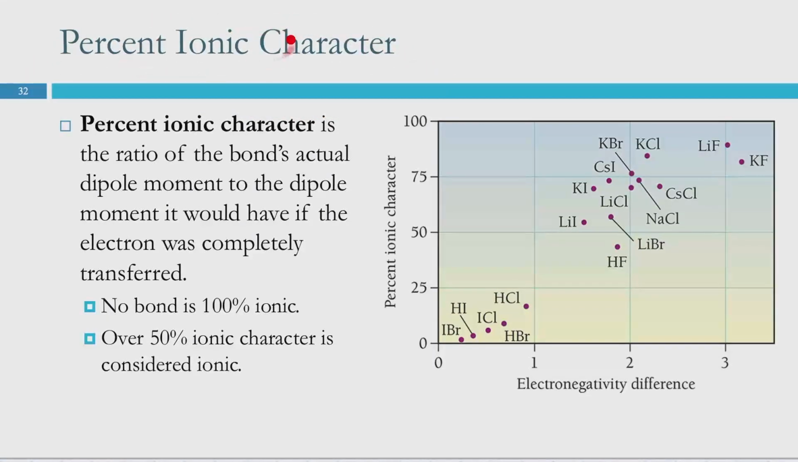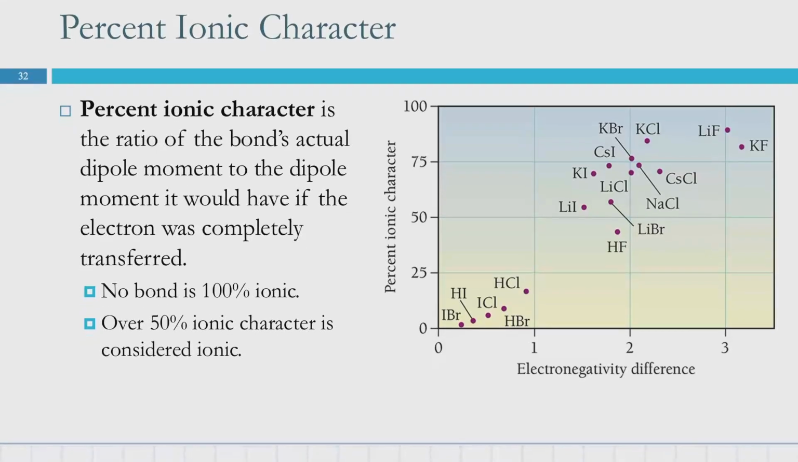And in reality, the reason we have percent ionic character is because there's not actually a complete transfer of electrons. So 100% on our percent ionic character, our y-axis here, would mean the electron is completely transferred. A 0 means there's no transfer of electrons. Our electronegativity difference is here on the x-axis.